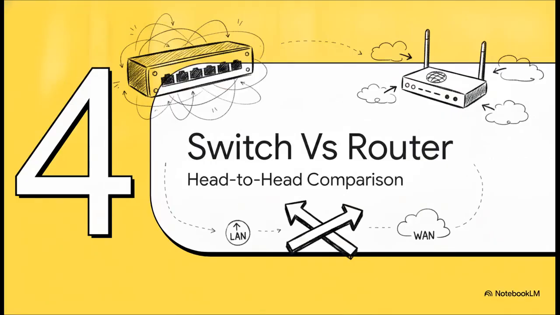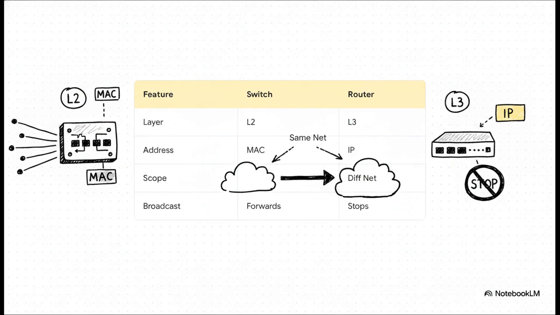Okay, section 4, switch versus router. We've looked at them individually, sure, but bringing these two devices head-to-head for a direct comparison is really the cornerstone of this whole explainer. So here is the absolute crucial point you need to take away. Layer 2 switches are responsible for switching. They operate at layer 2, they use MAC addresses, and their job is connecting devices within the exact same network. Routers, on the other hand, are responsible for routing. They operate at layer 3, they use IP addresses, and their job is connecting devices between completely different networks.